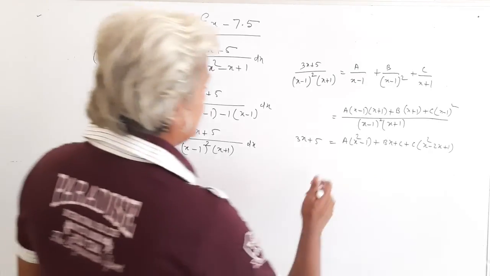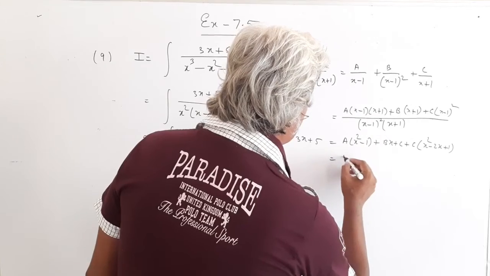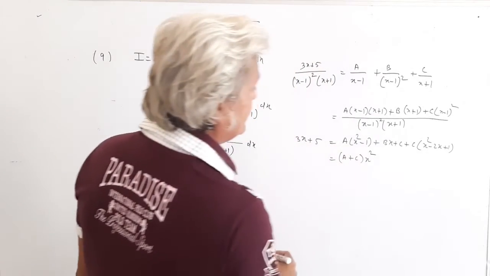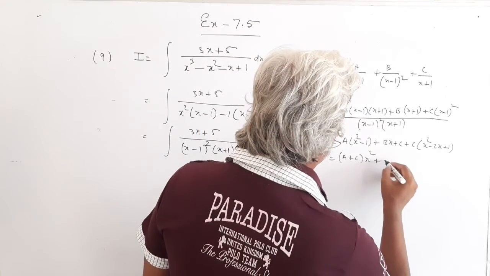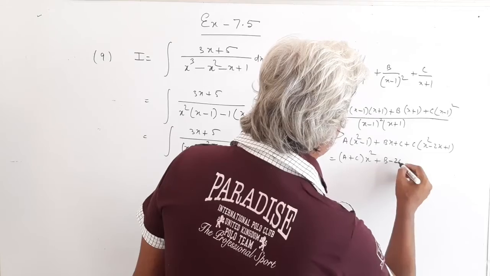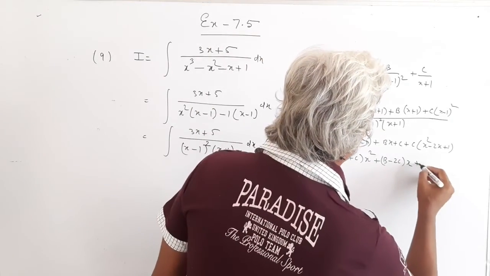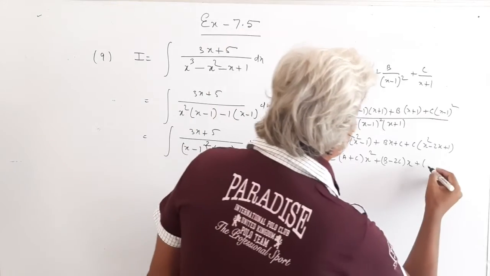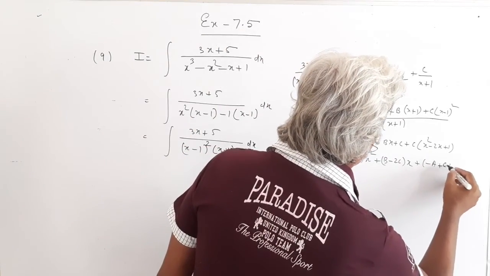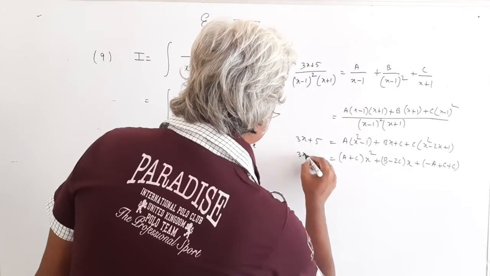Then I try to regroup the like terms together, so that is (a plus c) x square. Then we have b, and this is minus 2x, so (b minus 2c) x. Then we have some constants, that is minus a here, plus b here, and plus c, and this equals 3x plus 5.